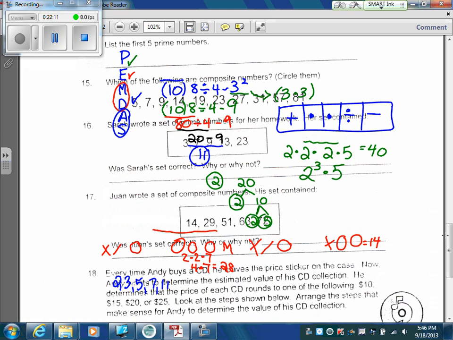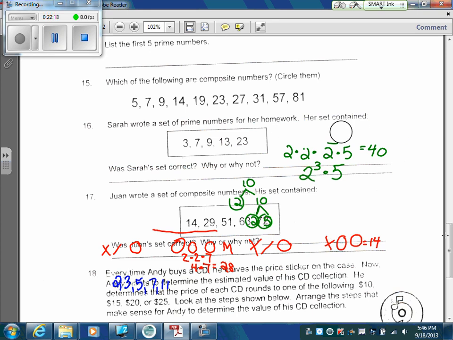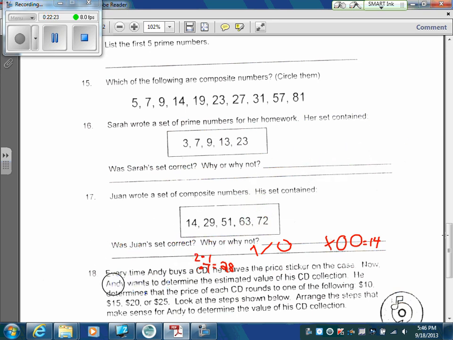For 15, they have a list and they want to know which of the following are composite numbers. Well, remember, composite means they have more factors than just one and itself. It's going to have additional numbers that you multiply and can get your product. So I'm looking at 5, I know that's prime, 7 is prime, 9 is composite because it's 1 times 9 and also 3 times 3, so I'm going to circle that. 14, same thing, I've got 1 times 14, I also have 2 times 7.